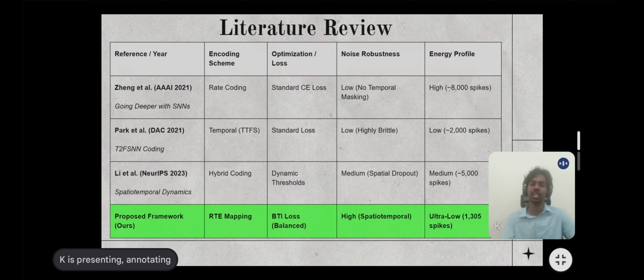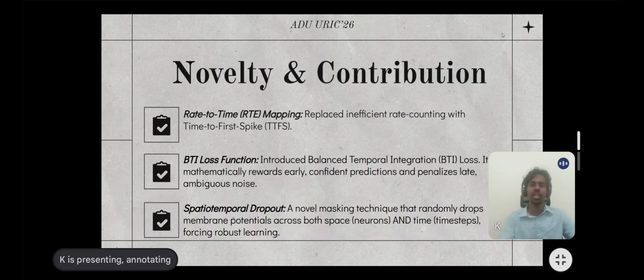Our solution, however, gives a very good energy profile. So what exactly is our originality or novelty? First, we introduce something called RTE mapping, rate-to-time mapping. This changes the way rate counting works, with the first spike being given dominance over the other noises.